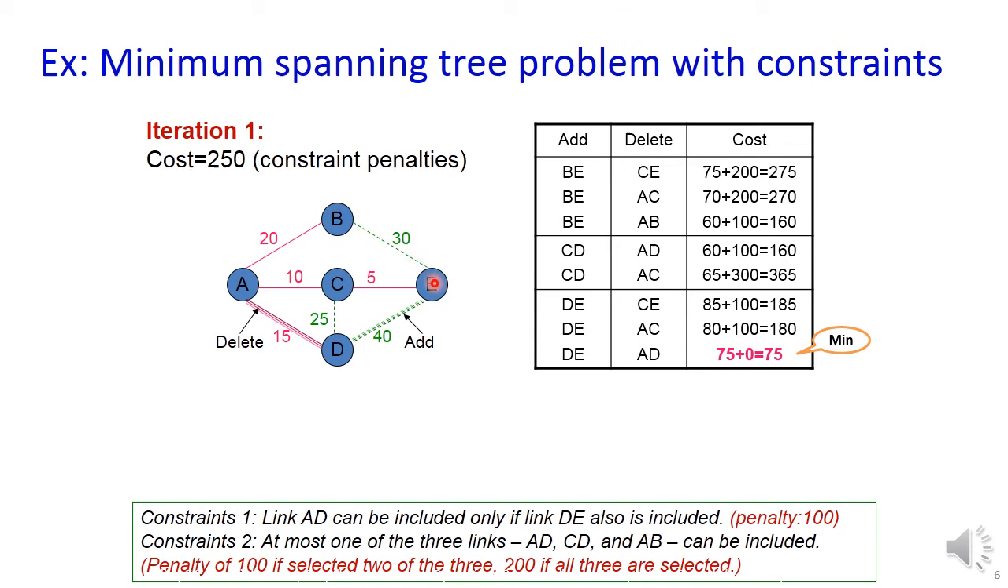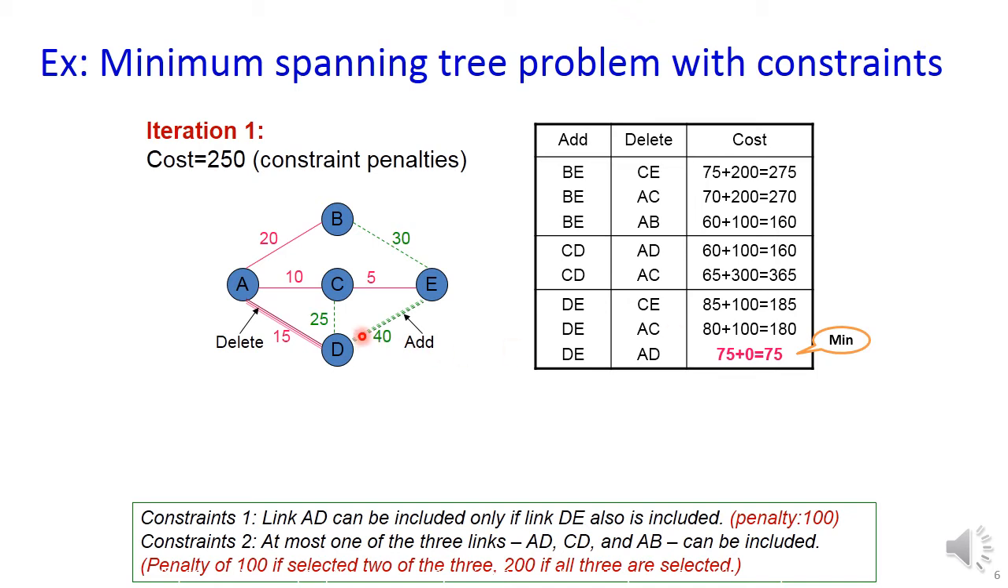Now we can go for adding CD. If you add CD, it results in a cycle. To break the cycle, we need to delete either AC or AD. These are the two possibilities, and we get two spanning trees. Their costs are 160 and 365. By deleting AC, the cost of the spanning tree is 65 and it violates both constraints 1 and 2, adding 100 plus 200, so the penalty is 300. So overall the cost is 365.